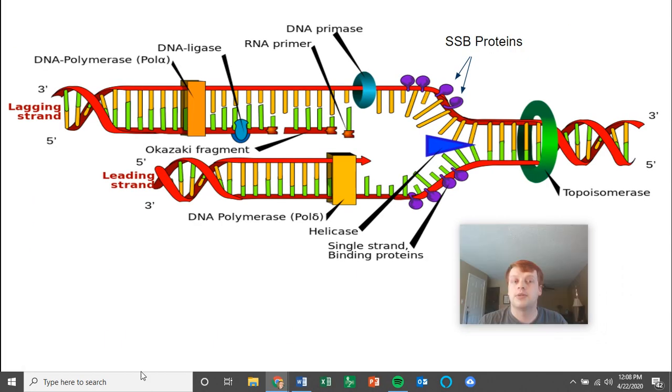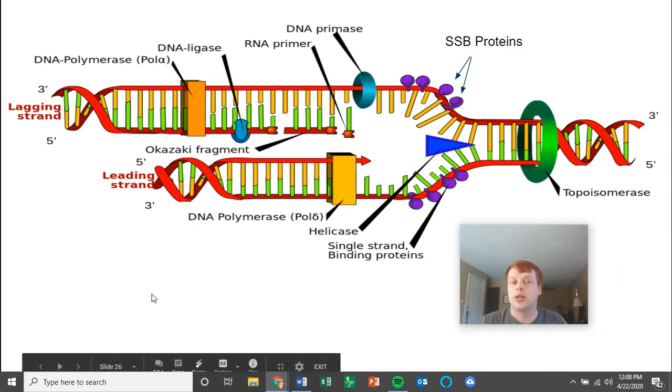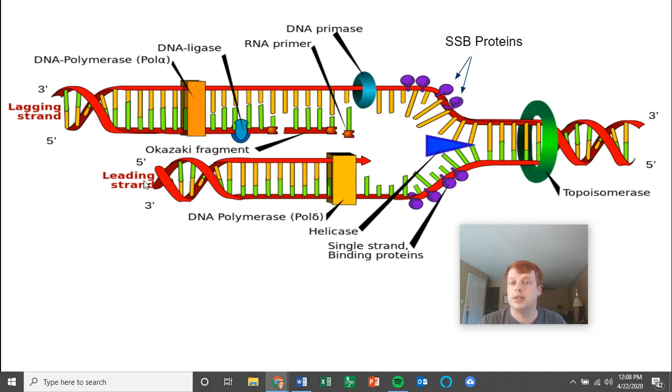This is an image of what that looks like, and it has all of the parts, which is why I really like this one. So we have our leading strand here. You can see helicase, remember, is the molecule for splitting the two. So helicase comes along and it splits the strand into two. And when it splits the strand, then we have two different strands that form at the replication fork, which is this part right here. So you have your leading strand and your lagging strand.